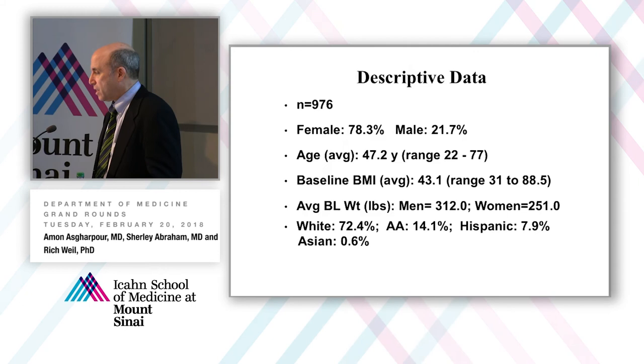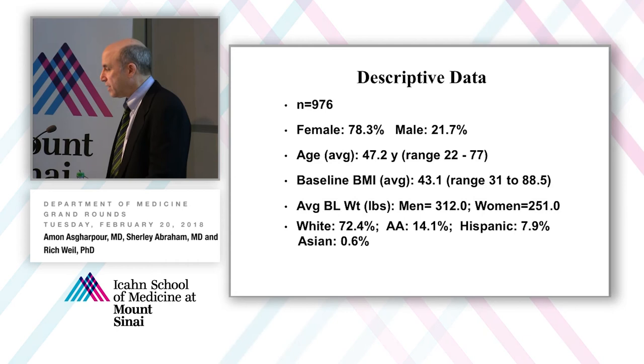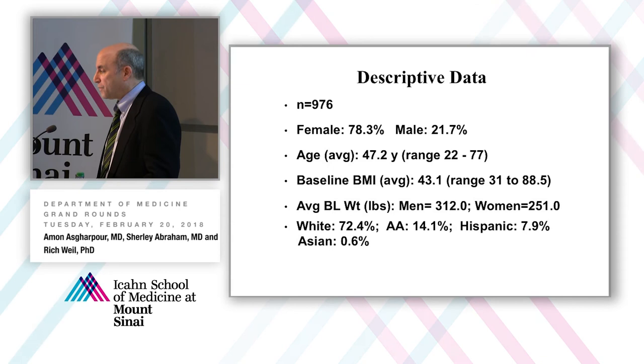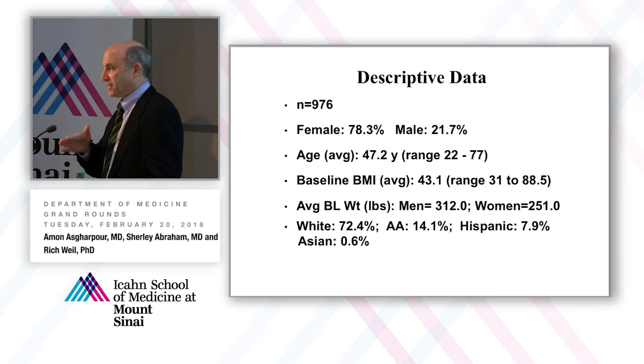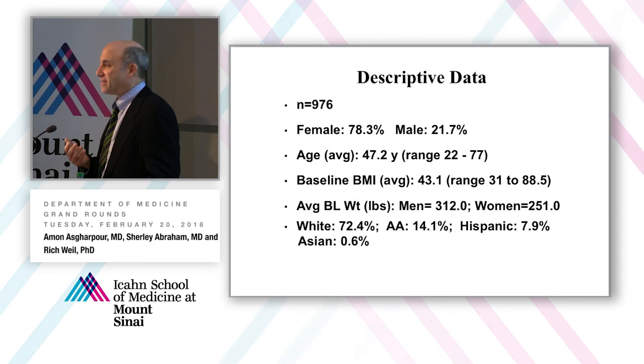So here's the descriptive data. This is 976 patients over the last 15 years. You can see the female and male ratio. This has changed. It used to be many more women, about 85% women, and that's decreasing as more men are reaching out. We believe that before, they didn't think it was a problem, or they were embarrassed or whatever it was. The average age is 47.